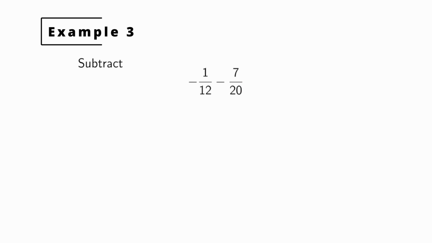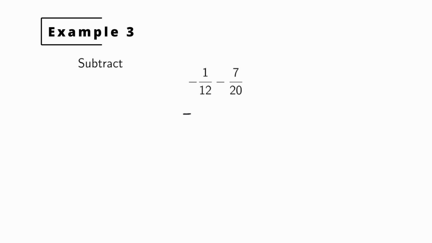Here's our final example. -1/12 minus 7 over 20. So the first step, since they do not have the same denominator, is to figure out what is the least common denominator. So the smallest multiple of both of them is 60. All right, 12 goes into 60 evenly, 20 goes into 60 evenly. So I need to write these both as a fraction over 60.